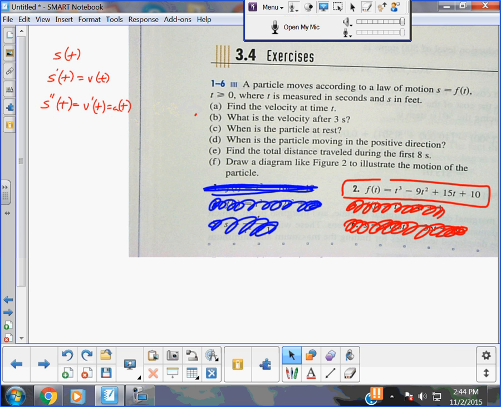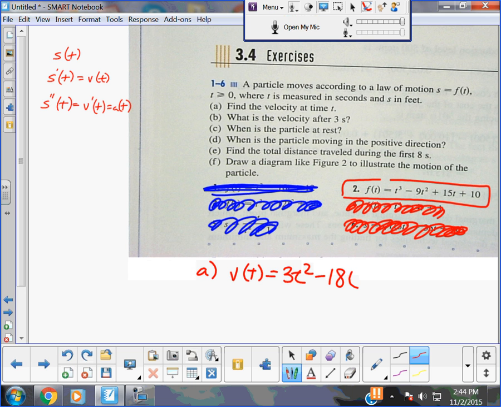So letter A is just find f prime of t, which I'm going to label as v of t. So I take the derivative of t cubed, which is 3t squared. The derivative of negative 9t squared is negative 18t. And the derivative of 15t is just 15. The derivative of 10 is 0, like pi squared, like 189.4. Any constant is 0.